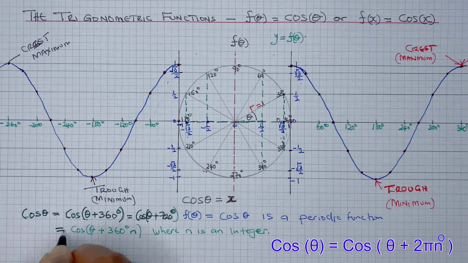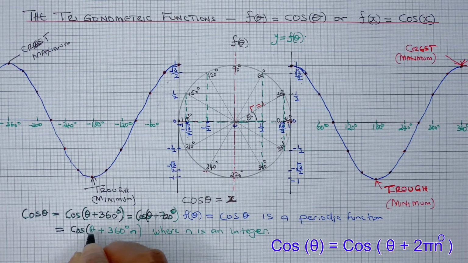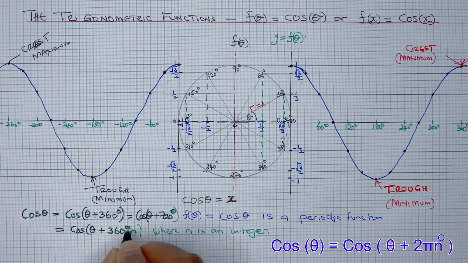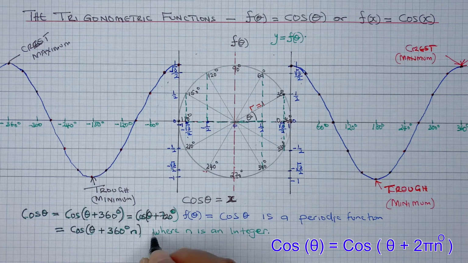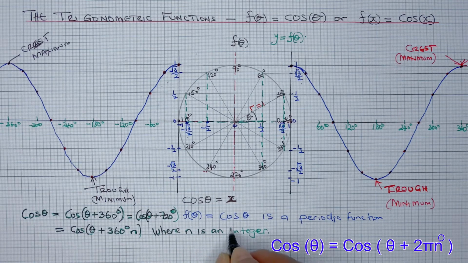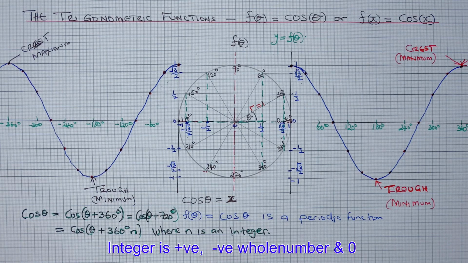And we can write a general form for that. So that will be cos of theta plus 360 degrees n, where n is an integer. An integer means it could be a positive whole number, a negative whole number, or zero.